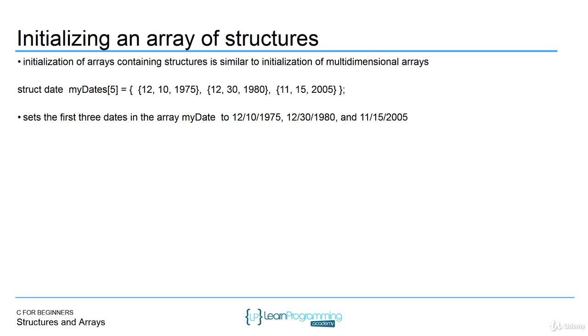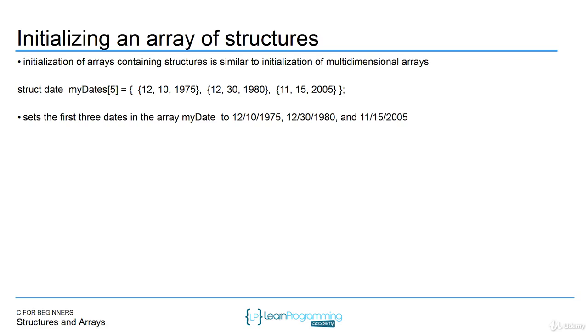In this example, we're creating a myDates struct of type struct date. It's going to be of size 5, and then we're going to initialize only the first 3 elements. And so we do it just like a multidimensional array. We have those curly braces inside. And so the first element in the myDates array, which is sub-0 index, we're going to say the month is 12, the date is 10, and the year is 1975. And then we're going to do the same for the second element. We're going to say 12/30/1980. And for the third element, we're going to say 11/15/2005.